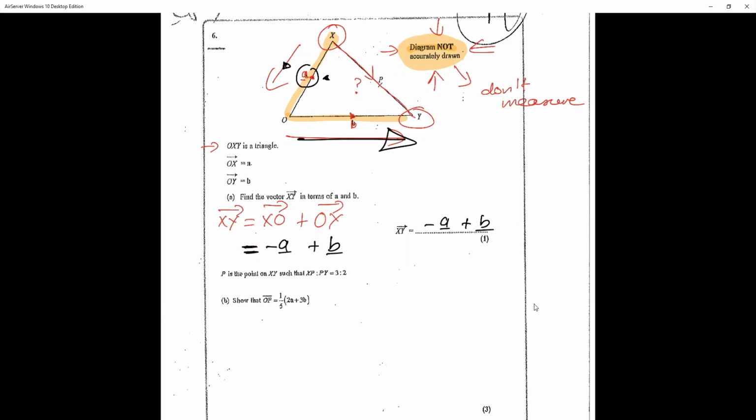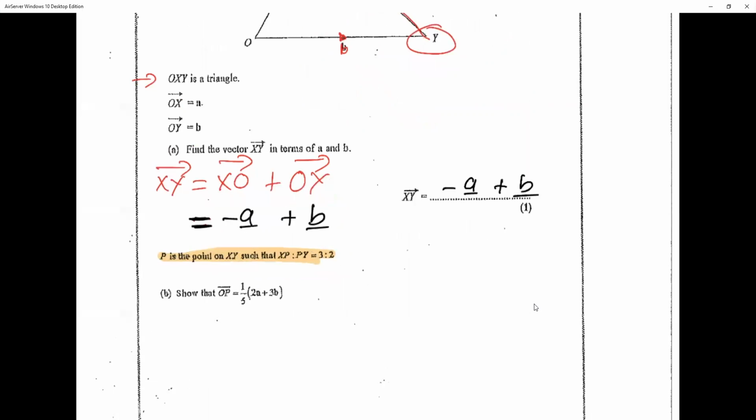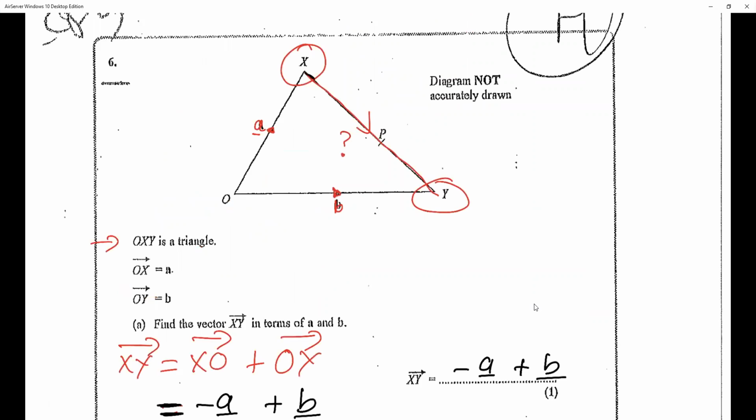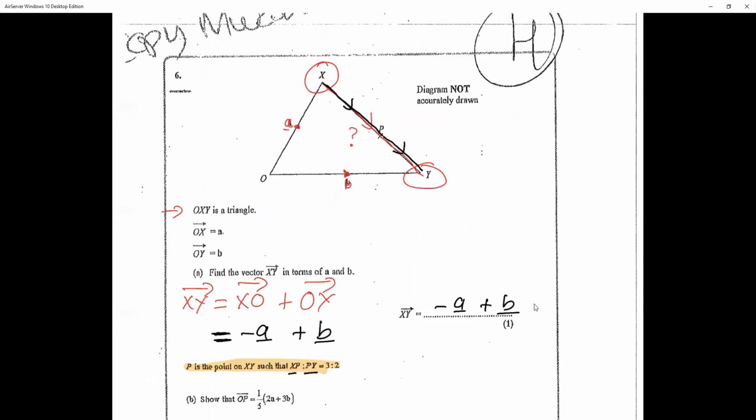Okay. Read down the next line for me, please. P is the point on XY such that XP to PY is 3 to 2. Show that OP equals 1/5 of (2A plus 3B). Okay, now it's given us a ratio. It says X to P, P to Y. So basically it's saying here, X to P is this bit here, and then P to Y is the second bit here. So it's splitting that vector into two parts.